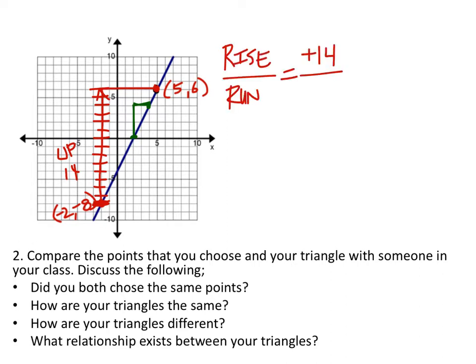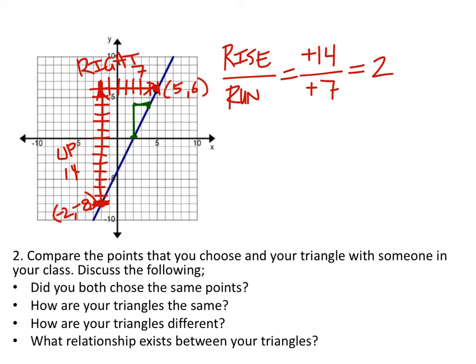Well, then we need the run, starting from right here, and we're going to the right. So starting here, that's 0, 1, 2, 3, 4, 5, 6, 7. We went to the right 7. The right is in the positive direction, so that's a positive 7. If we were to simplify this, we would get 2.